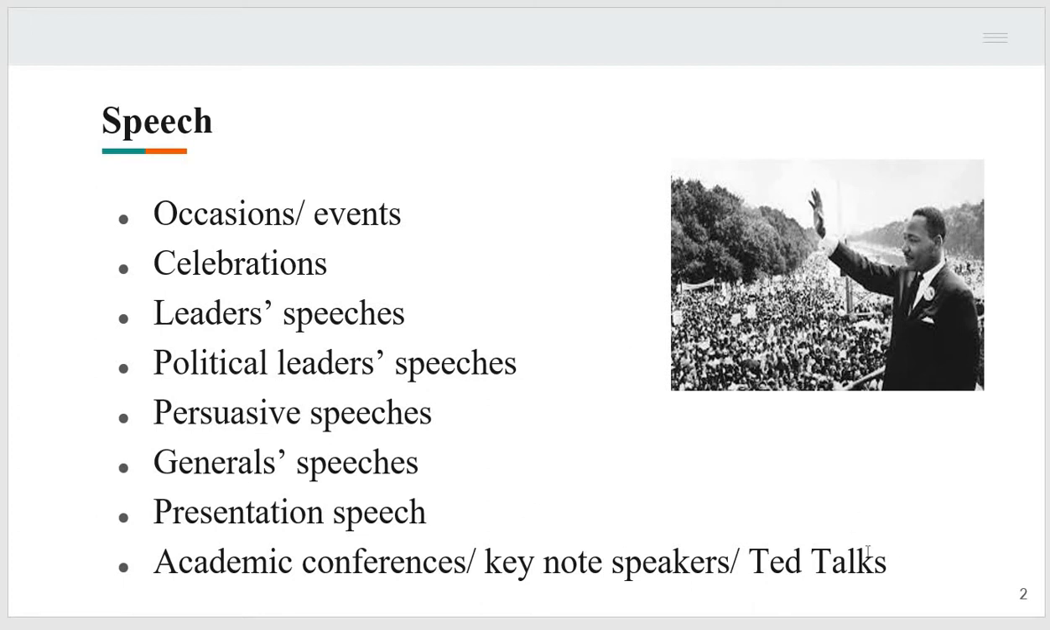Academic conferences: scholars and professors go to academic conferences and share their findings and ideas of research. Keynote speakers are invited during conferences and they deliver their speeches. TED Talks are the best precedent and example for speeches.